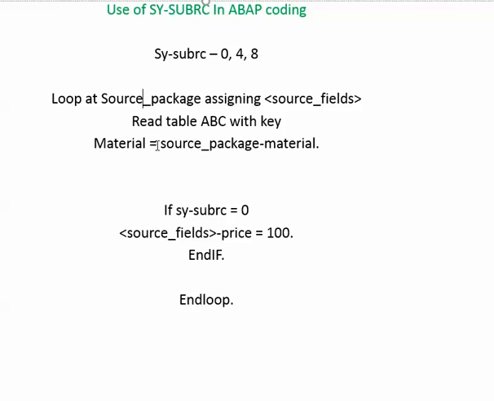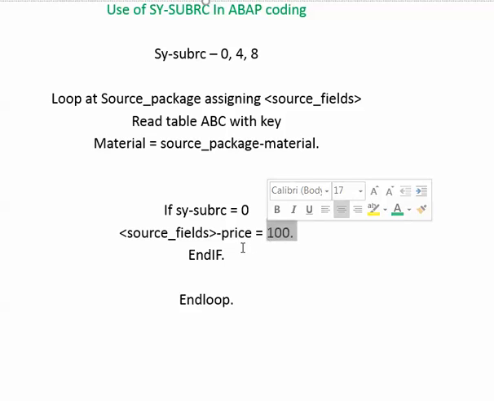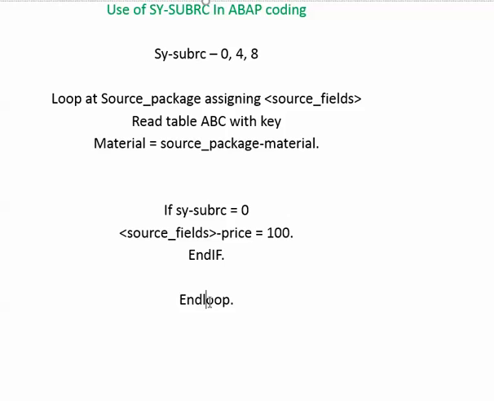Now if it matches, it will read the data, and if it picks any data, then in the next step it will come as if SY-SUBRC is 0. It means if this condition takes any data, then if it has found any entry, in the source field there should be a field called price. So for that material entry, it will put 100. Then end if and end loop.